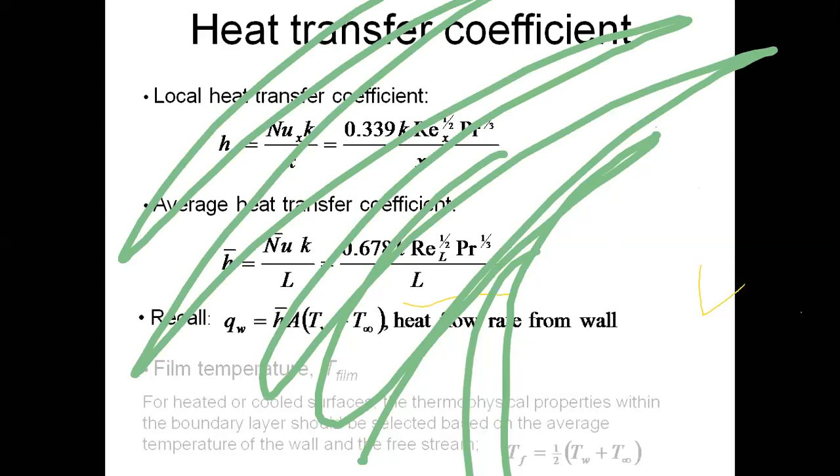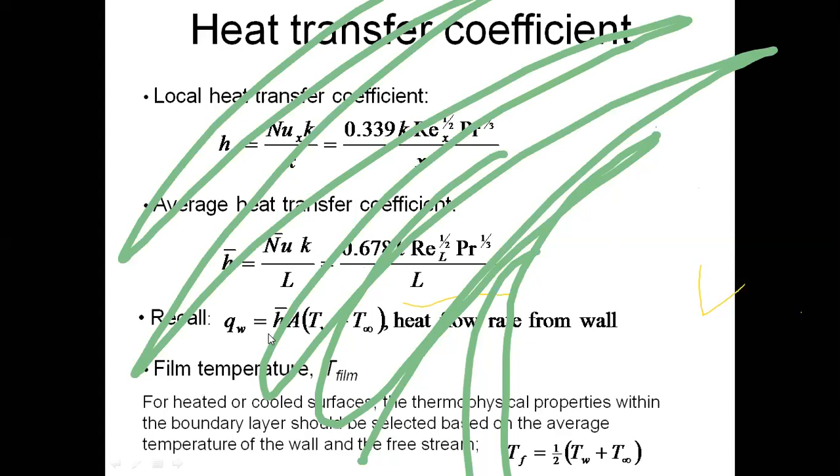So let us recollect that if I know the heat transfer coefficient, I can find out heat transfer. Heat transfer is equal to heat transfer coefficient into area into temperature difference. So the temperature difference TW minus T infinity, area of the plate, into heat transfer coefficient will give you the heat transfer rate.